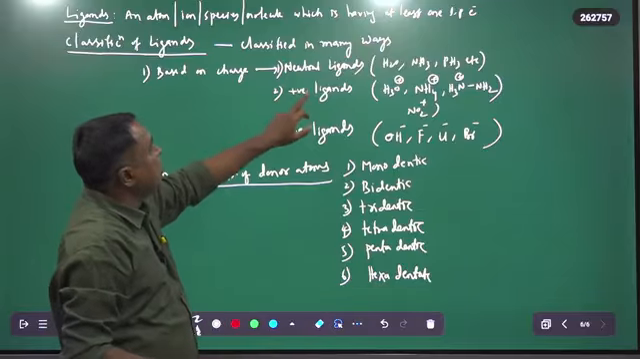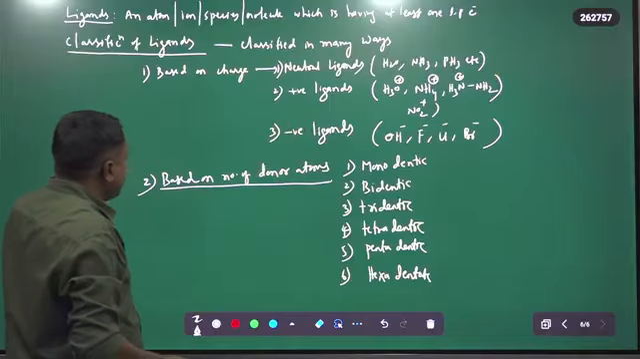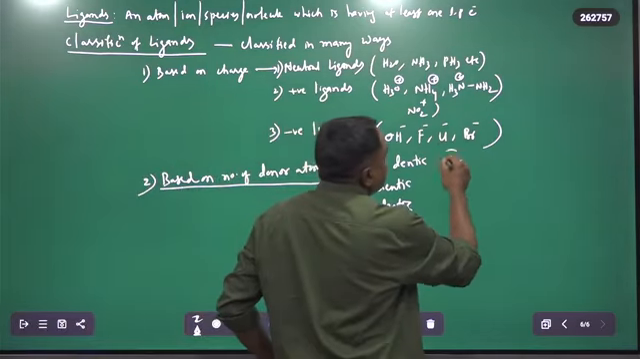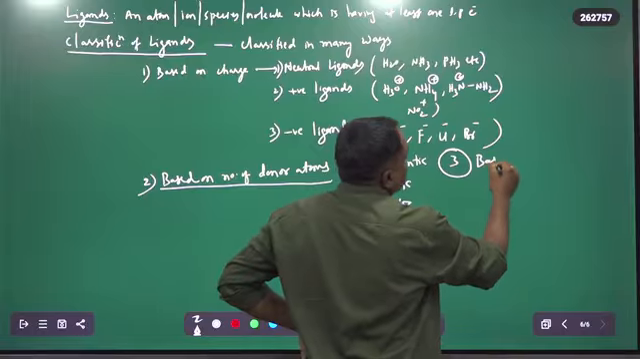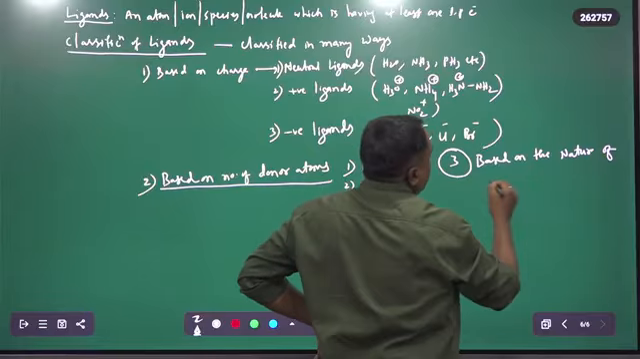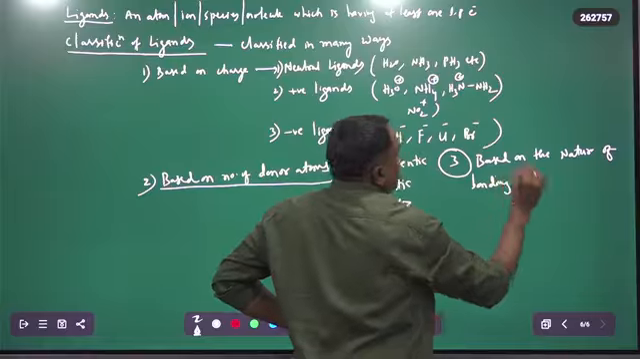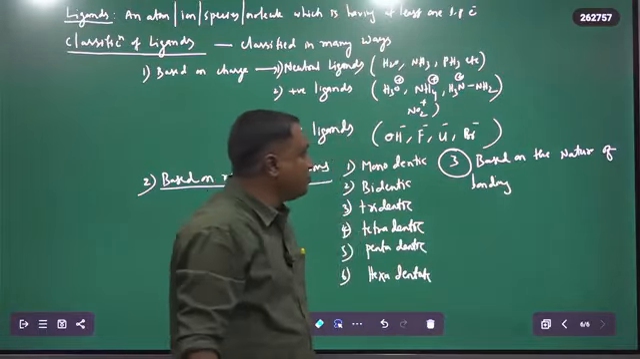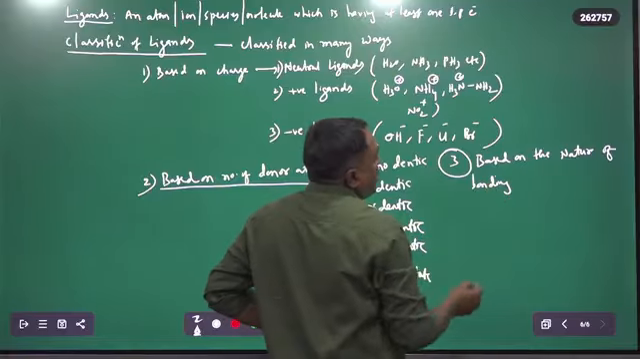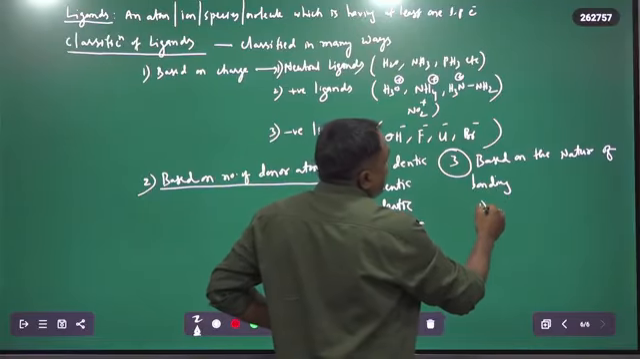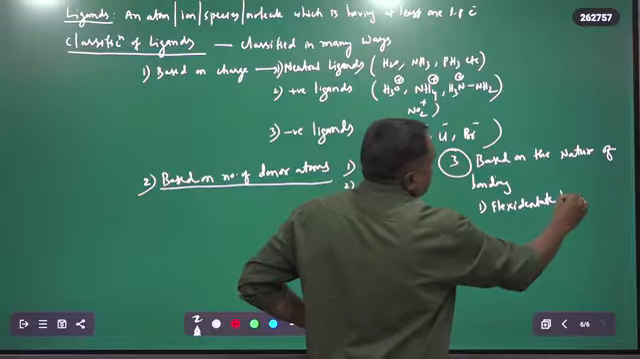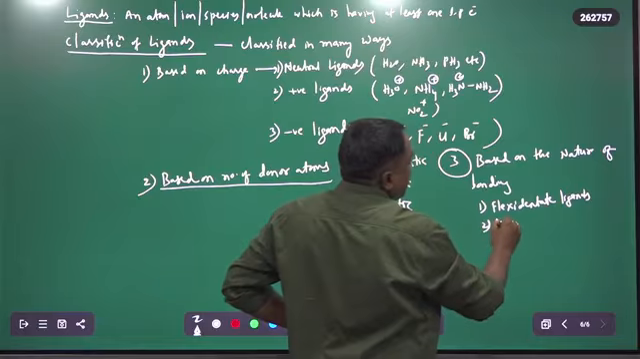So based on the number of donor atoms, there are monodentate, bidentate, tridentate, tetradentate, pentadentate, hexadentate, etc. And based on charge, neutral, positive and negative ligands. The third type of classification is based on the nature of bonding between the metal and ligand: flexidentate ligands and ambidentate ligands.